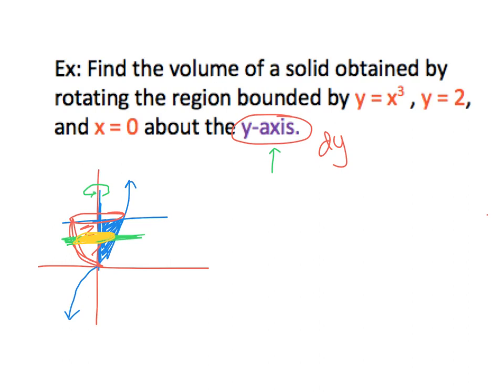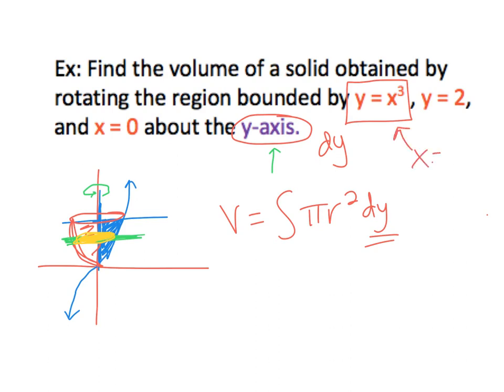And so to find volume, we'd be integrating the area of a circle, which is pi r squared. But know that it's going to be dy this time. That means we want our equations in terms of y. So we need to solve this for x. If I solve that for x by taking the cube root, x is going to equal the cube root of y. And so the setup here, my bounds are going to be the y bounds. So notice it's going to go from 0 to positive 2. So the bounds are 0 to 2.